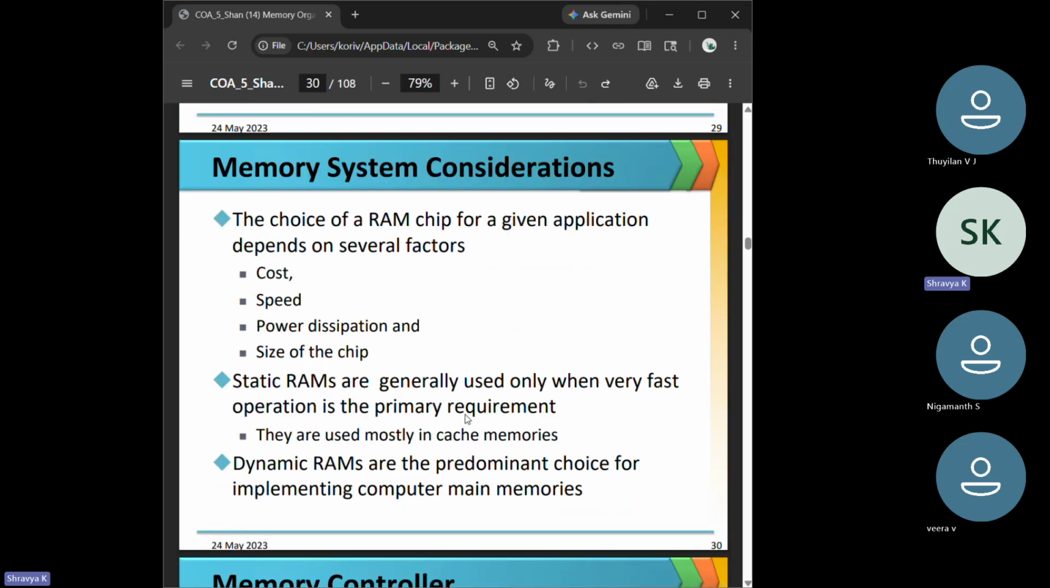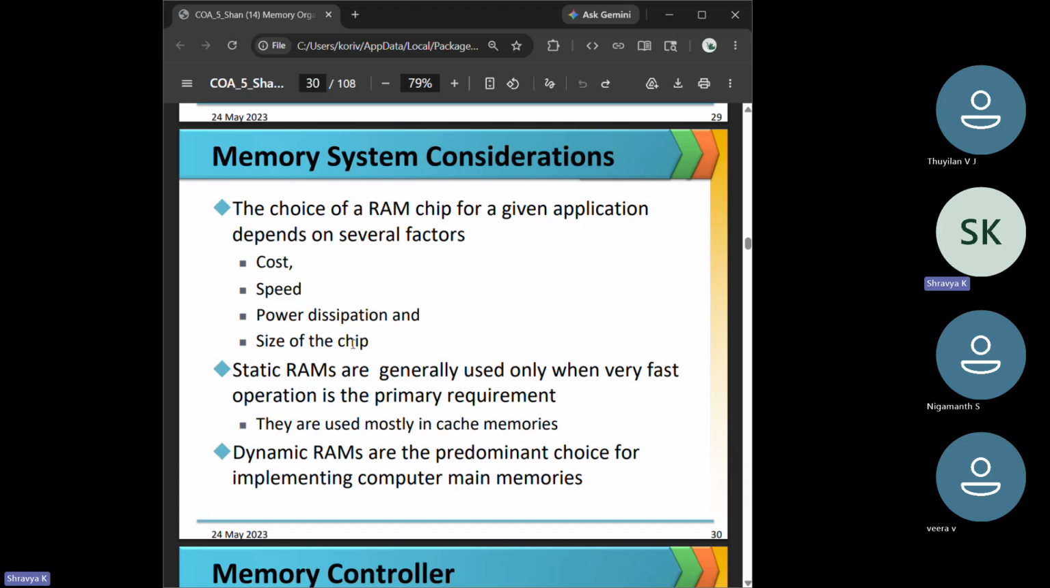So moving on to memory system considerations, right? As we were talking before, the cost and the speed need to be balanced, right? The choice of a RAM chip for a given application will depend on several factors, including the cost, the speed, the power dissipation, and the size of the chips.